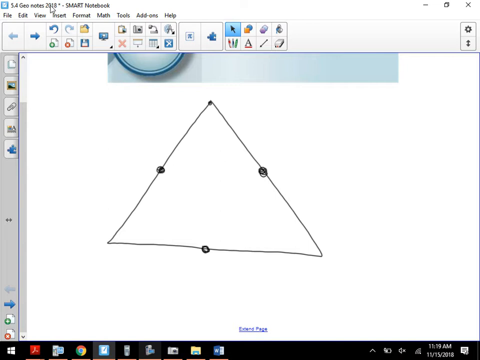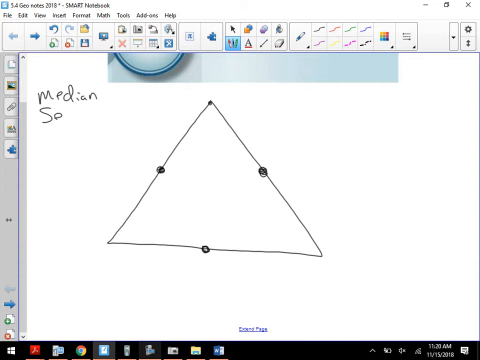Anyway, a median, and this is a new one, a median is the segment from vertex to midpoint across. The midpoint opposite. So with a triangle having three sides, three midpoints, three vertices, gee, I'm going to go out and take a guess. You'll probably be able to figure out how many medians a triangle might have.